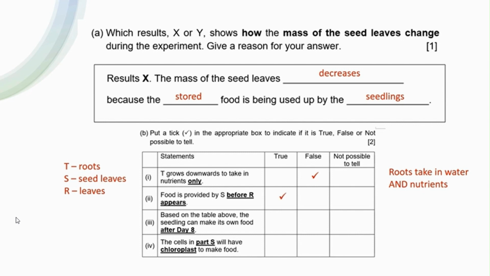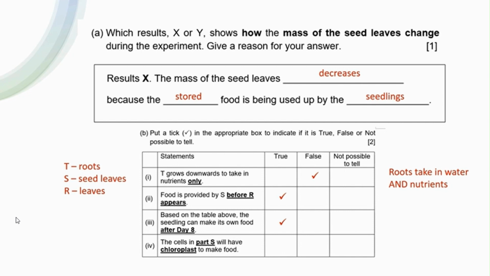Based on the table above, the seedlings can make their own food after day 8. Looking at the table, after day 8, you can see that the mass of X does not increase. That means the plant is no longer using the stored food from the seed leaves and is already photosynthesizing, thus is able to get its food from other sources. So therefore, the answer is true.